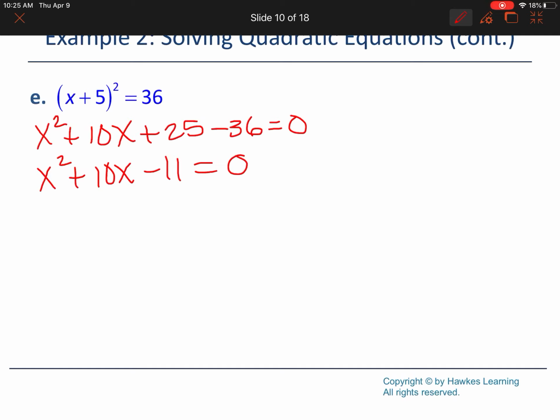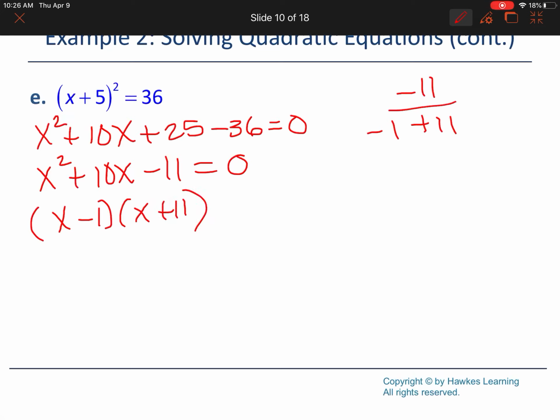So now I'm looking for two numbers that multiply to be negative 11 but add up to be positive 10. Pretty much the only thing we've got going for 11 is 1 and 11. They have to be opposite signs because it's negative 11. And I want the bigger one to be positive because my 10 is positive, right? So it is going to be x minus 1 and x plus 11.